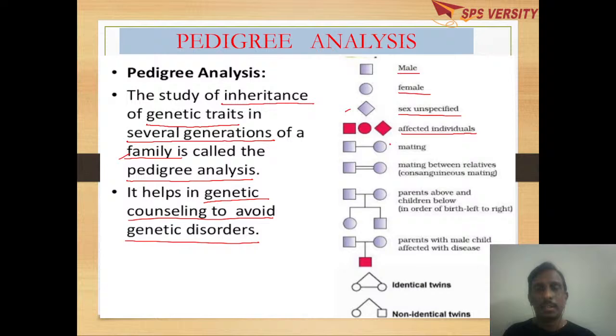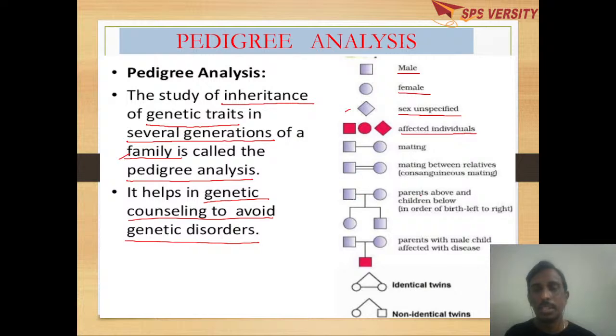If you want to write mating, that is, marriage between male and female, a line is drawn between the pair. If you want to represent a close marriage, that is, marriage between close relatives, two lines are drawn. One line is simple mating. Two lines is consanguineous mating, that means mating between very close relatives.